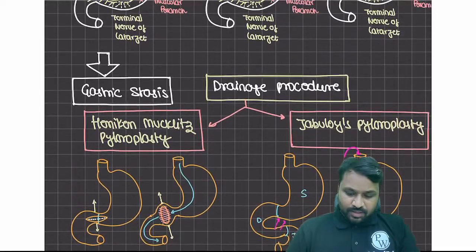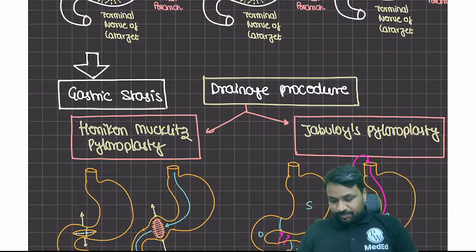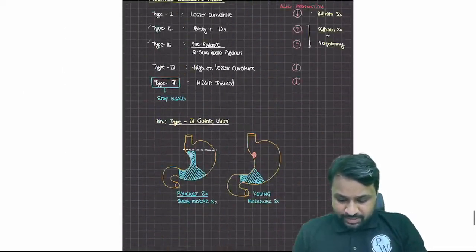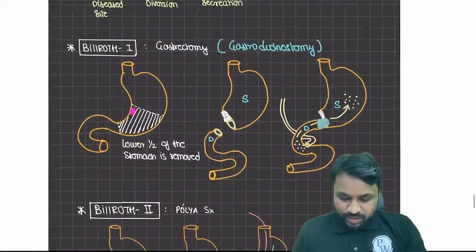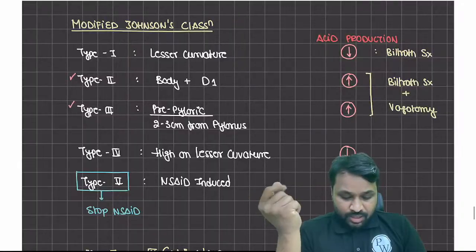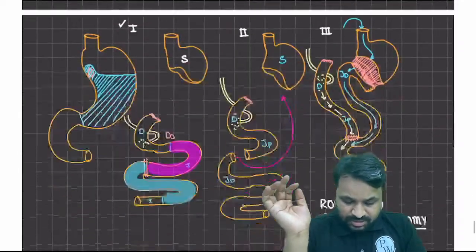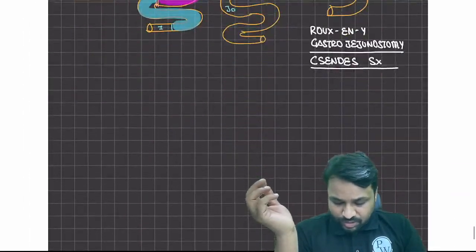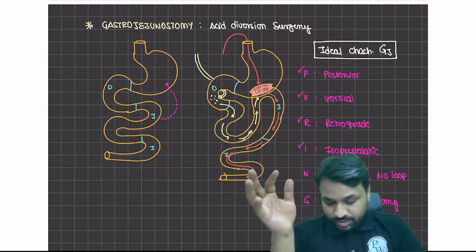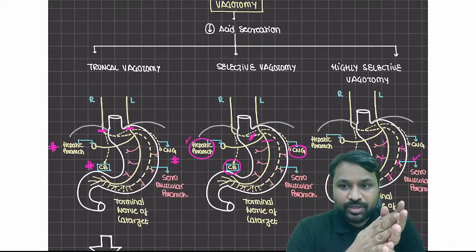ठीक है, so this concludes all the surgeries that you have for your peptic ulcer disease. So what are the surgeries that you have? When you look at the entire list of the surgeries, slightly extensive, but you know it. You have Billroth 1, which is a gastroduodenostomy. Then you have Billroth 2, which is a gastrojejunostomy. Then, based upon the modified Johnson's classification, you have type-specific surgeries that we have mentioned, including the Roux-en-Y gastrojejunostomy, which is called Sendus. Then you have acid diversion surgery, which is called a gastrojejunostomy. I've told you the ideal characteristics of a gastrojejunostomy. Then you have the types of vagotomies which are going to be present.